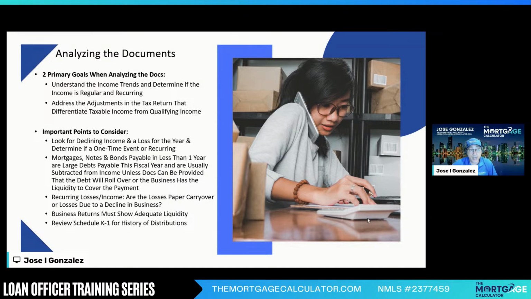Paper carryover would be you had the loss 5 years ago, but they let you carry over a certain amount per year for tax benefits. That's a carryover loss. That's not a real loss. You could trace that back all the way back to the original loss with a letter from the accountant and not include that loss. But if it's an actual decline in business, then that's a different story.